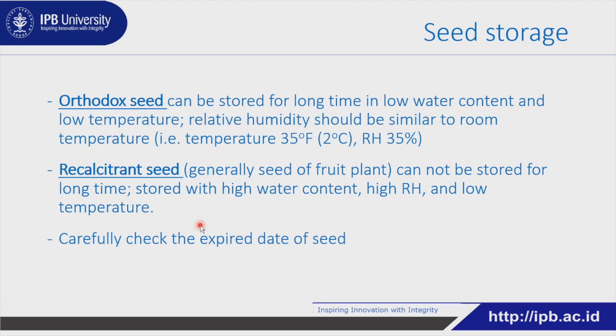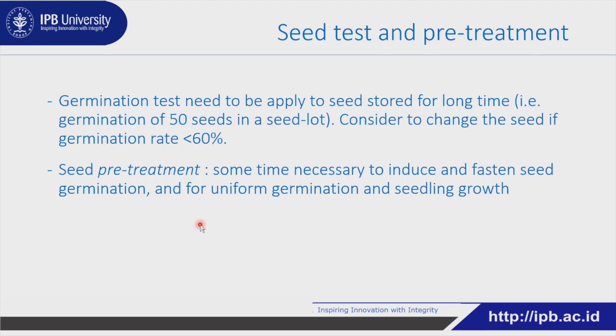Before we sow on a large scale, it is recommended to have a germination test, trying to germinate 50 seeds in the seed lot. And if the germination rate is below 60%, then we should think of another way. And then we can also do seed pre-treatment.